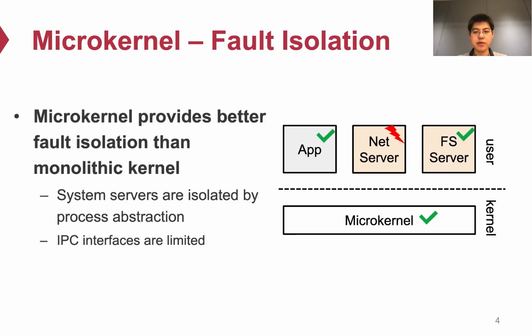Since system servers in microkernel are deployed in different processes, which are isolated with each other, and the IPC interfaces exposed by system servers are also limited, a fault in a system server is difficult to propagate to other system servers, applications, and the underlying microkernel, so that microkernel provides better fault isolation than monolithic kernel.